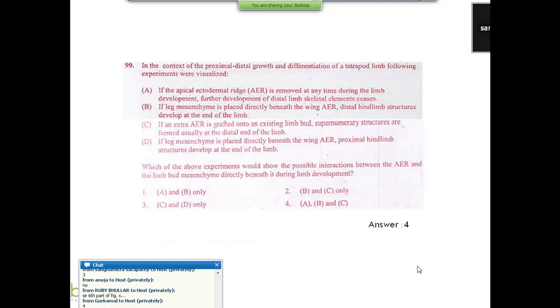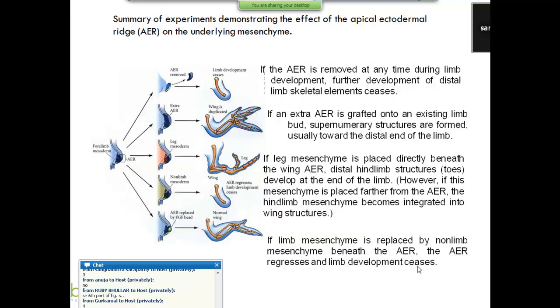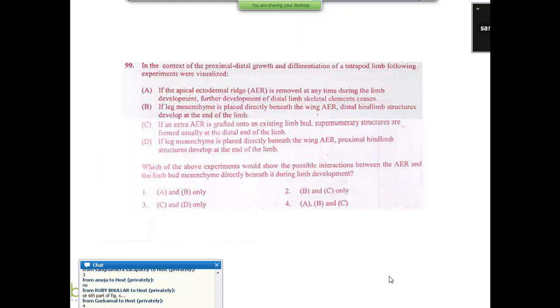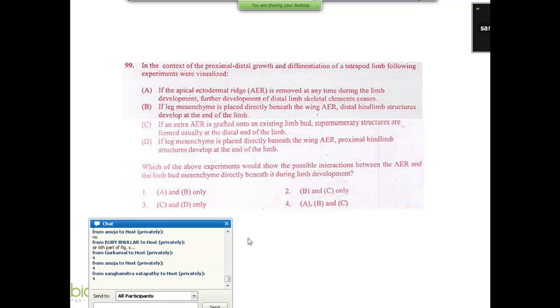Okay. D. Limb or leg mesenchyma is replaced by non-limb mesenchyma. What happened? The AER regresses and then limb development ceases. What is that? Leg mesenchyma is placed directly beneath the wing AER. Proximal hind limb structure developed at the end of the limb. No. Okay, we'll go to the next one.